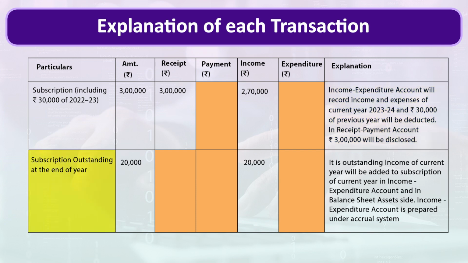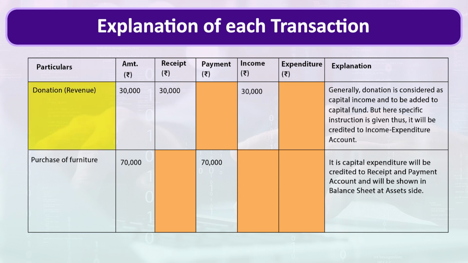Moving ahead, subscription amount at the end of the year is to be considered. It is outstanding income of current year, will be added to subscription of current year in income and expenditure account, and in balance sheet asset side. Income and expenditure account is prepared under accrual system. Then there is donation, which is revenue in this case. Generally, donation is considered as capital income and it is to be added to capital fund, but here specific instruction is given, thus it will be credited to income and expenditure account.